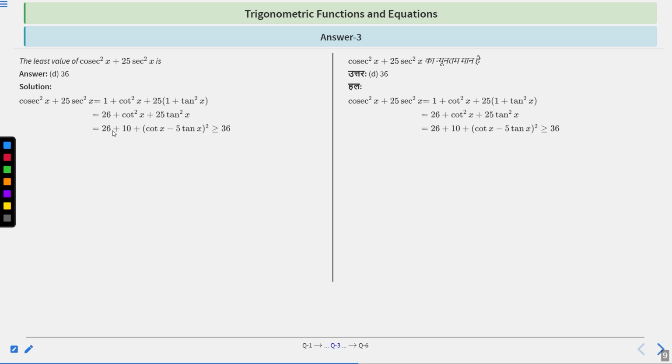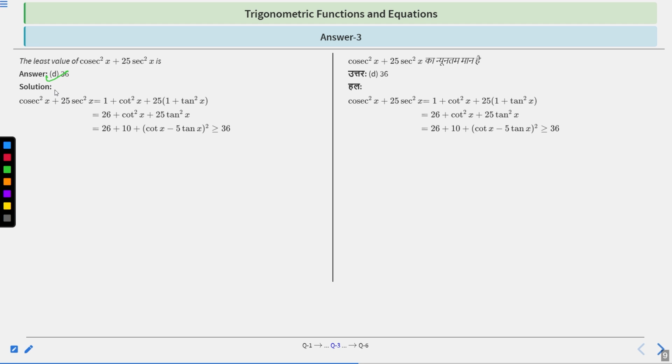After that, you will get 26 plus 10 plus cot x minus 5 tan x whole square, which will be greater than or equal to 36, right? Because this term can be equal to this term, the minimum value of this term is basically 0, right? Therefore, the minimum value of the whole expression is basically 36. Therefore, option D is the right choice, 36. Option D is the right choice.